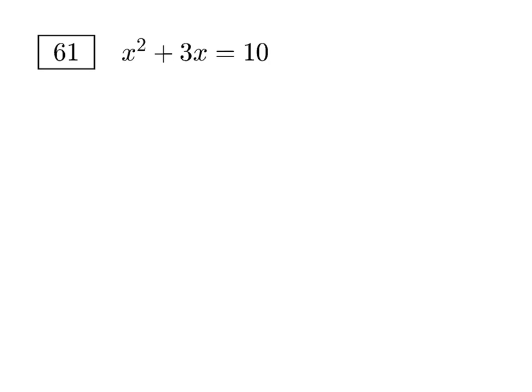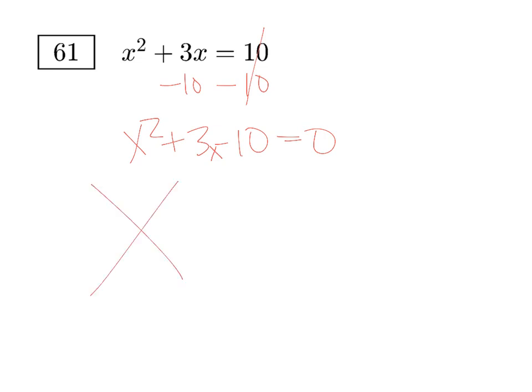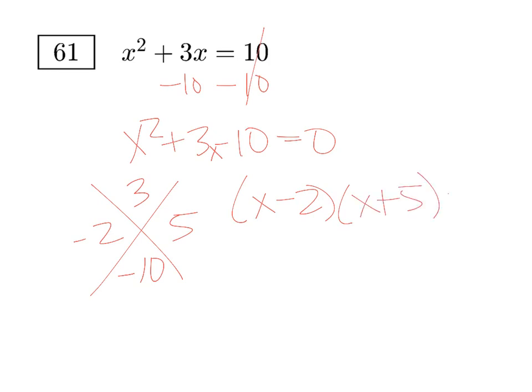Okay, for number 61, we're going to solve this quadratic. I have x squared plus 3x minus 10 is equal to 0. I'm going to use the big X method. What two numbers add up to 3 and multiply to give me negative 10? That's going to be negative 2 and 5. So I have (x minus 2)(x plus 5) is equal to 0.